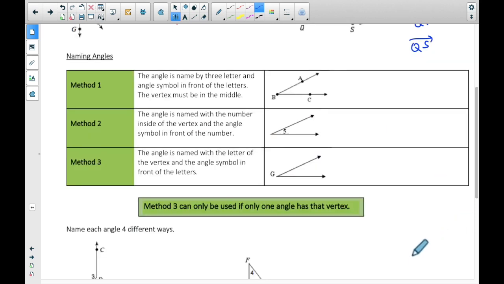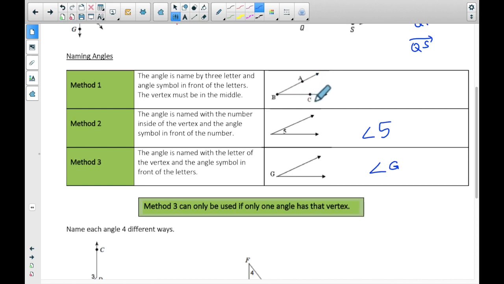When we name angles, there are a couple different ways to do it. Let's start with the bottom ones because they are the easiest. This angle, there's only one letter there, so we're going to call it angle G. I still need to put my angle in front of it. This one, the only thing I have there is a 5. I need to put my angle in front of it, but this is angle 5.